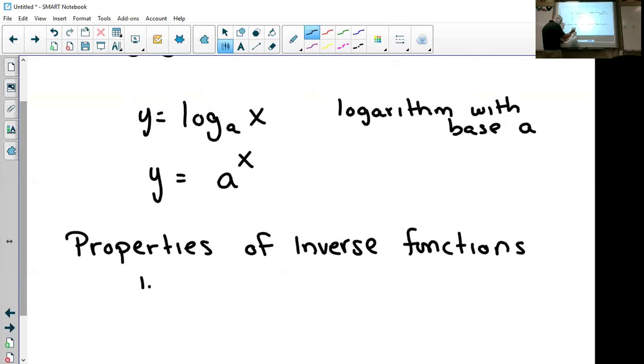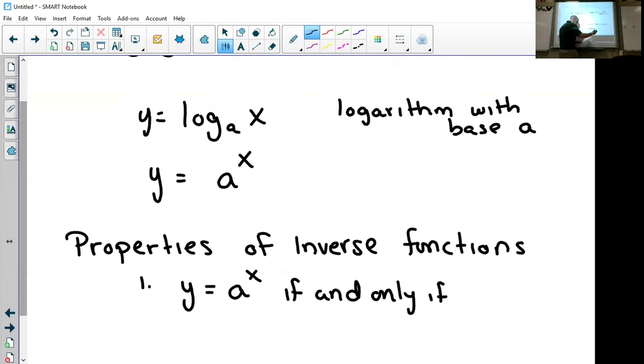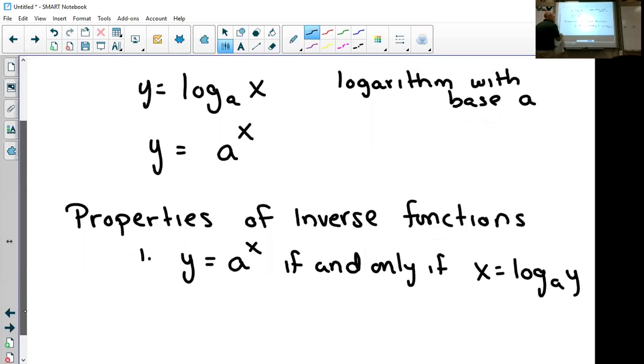So the first one, if we have y equals a to the x, right? This is if and only if x equals log base a of y. This is how you convert back and forth between exponential and logarithmic form. All right, this is how you rewrite the two.